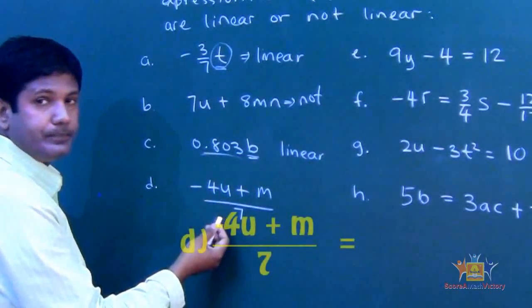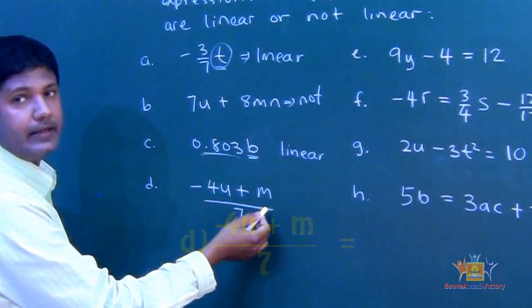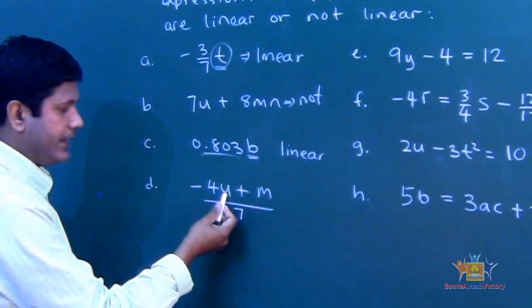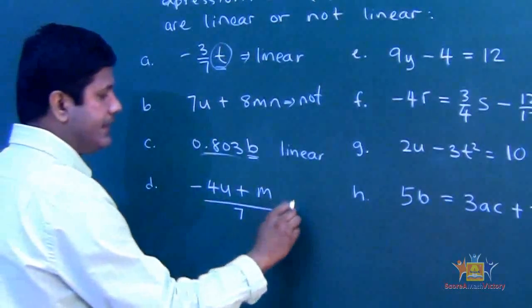What about this one? This is an expression. We've got one term and then a second term. So this makes it two terms. And each of them has one unknown. Exactly. This is linear as well.